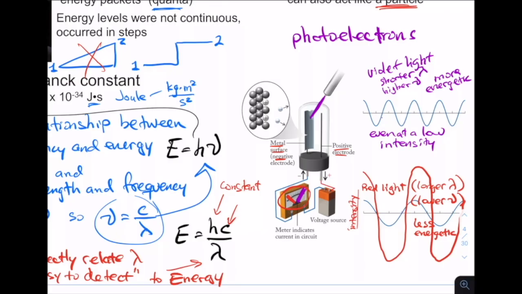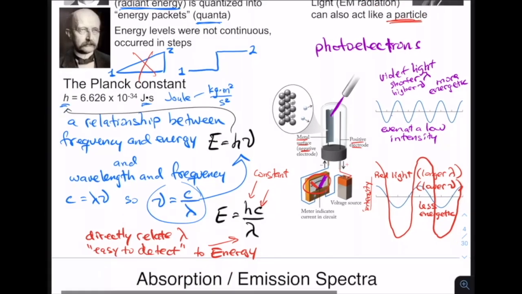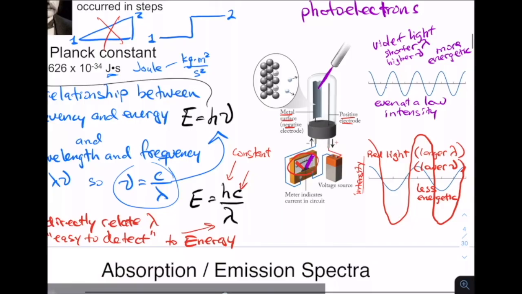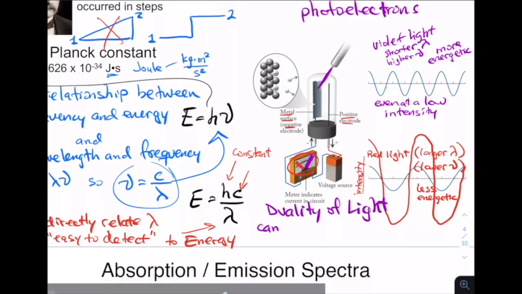Now, that didn't mean that everything else for hundreds of years leading up to this experiment was wrong. But Einstein's revelation was that light can really behave as both a particle and a wave. It's what we call the duality of light. It can behave like a particle and it can behave like a wave. It really depends on what experiment you're doing.